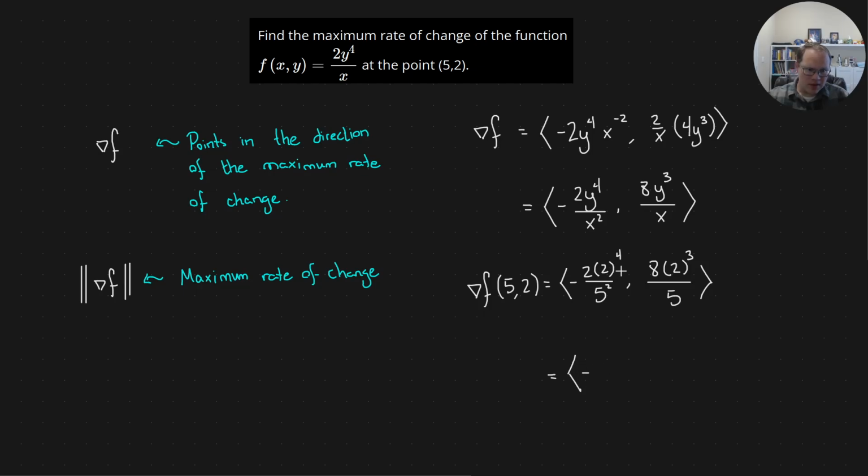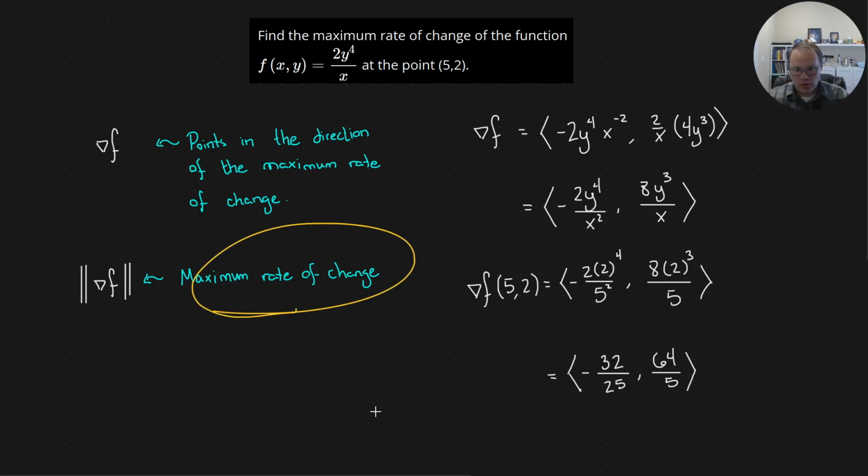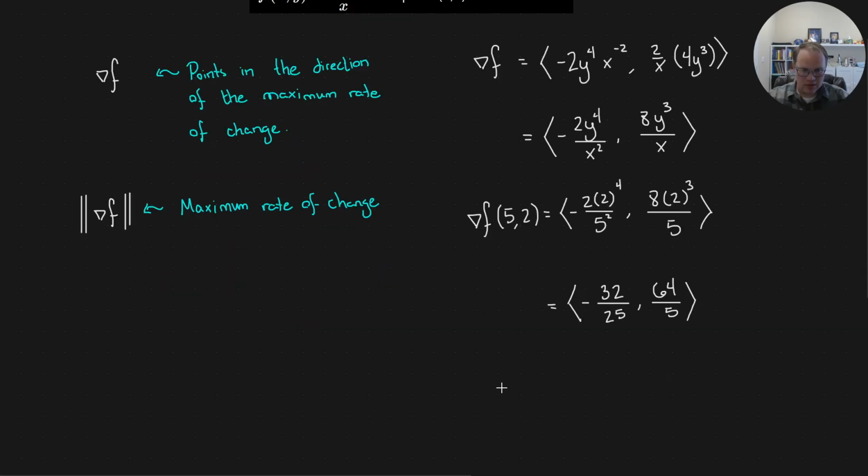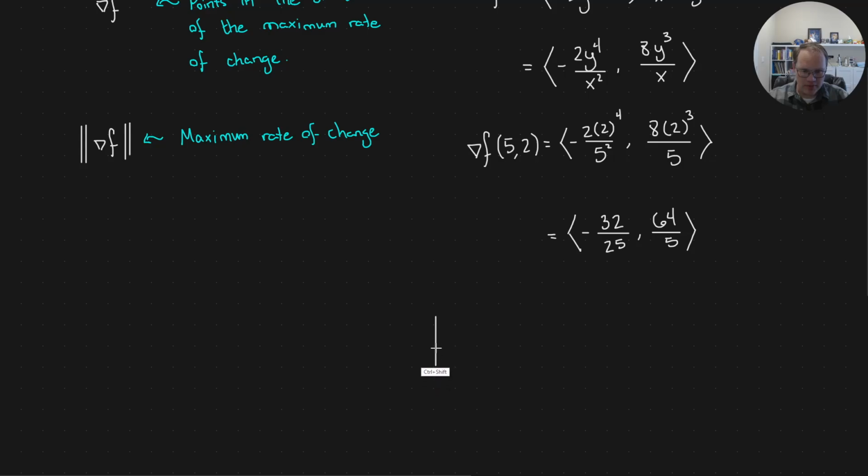So the first component is 2 to the fourth is 16 times another 2 is 32. And then 5 squared in the denominator is 25. So my first component is 32/25, comma, and my second component here is 8 times 2 cubed. 2 cubed is also 8, so 8 times 8 is 64 divided by 5. Now, that is the direction where the function increases the fastest at the point (5,2). I want to know the actual maximum rate of change, and so I'm going to take the norm of it.